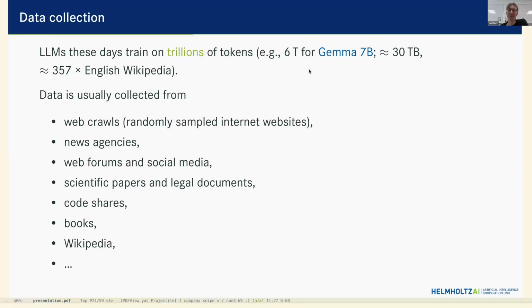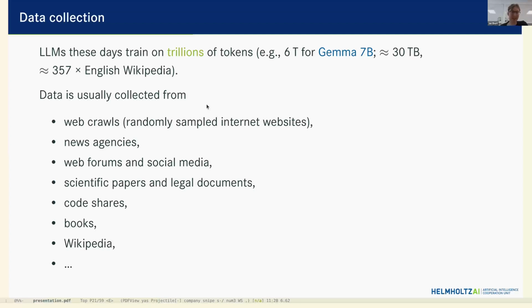For example, Google recently released Gemma 7B, a 7 billion parameter model, and that was trained on 6 trillion tokens. To put this number into perspective, that's around 360 times the English Wikipedia. And English Wikipedia contains a lot of text. So it's an incredible amount of data that this model saw and was trained on.